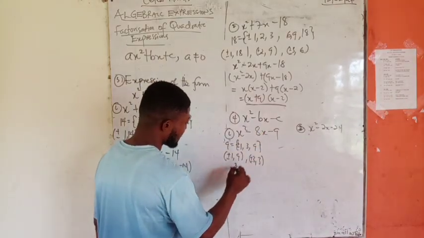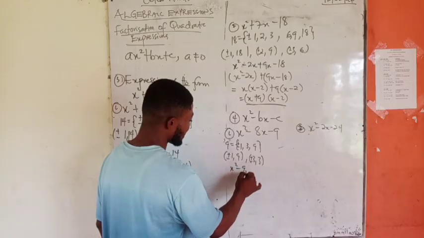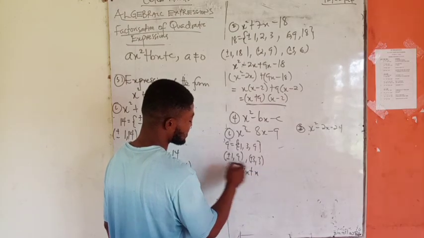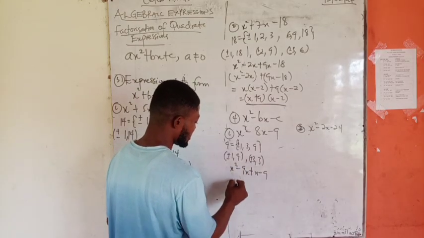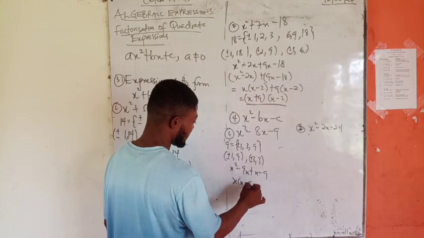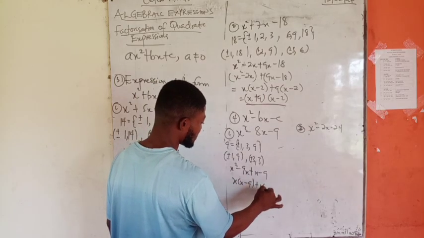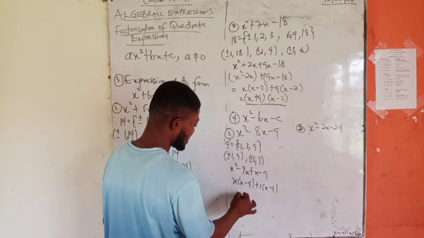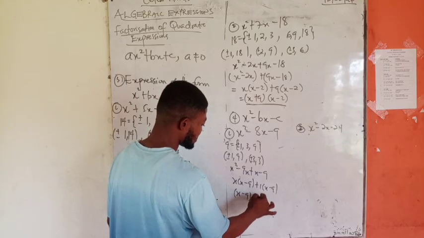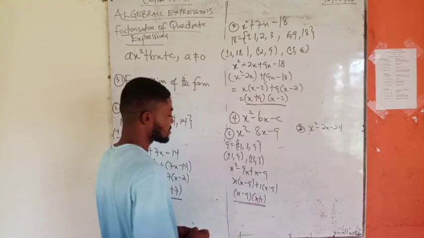So I have x squared. Now it should be minus 9x, then plus 1 of the x, which is x, then minus 9. x is common here, minus 9 here, plus 1 is common, x minus 9. x minus 9 against x plus 1. So I have this one.